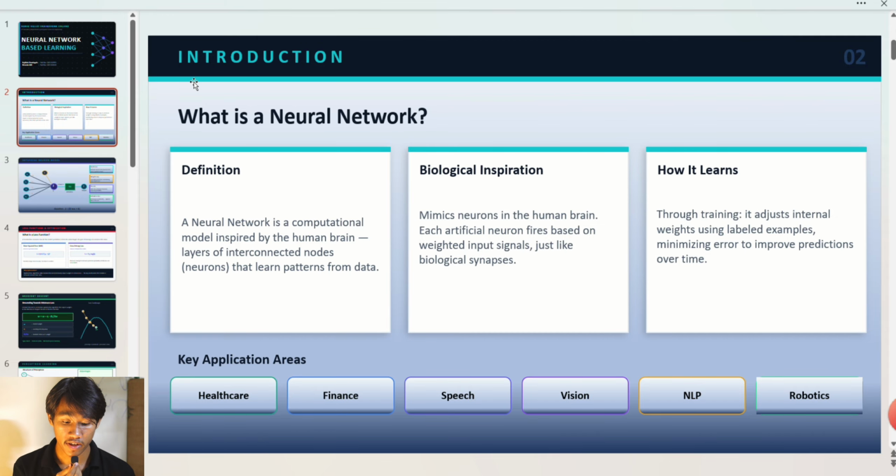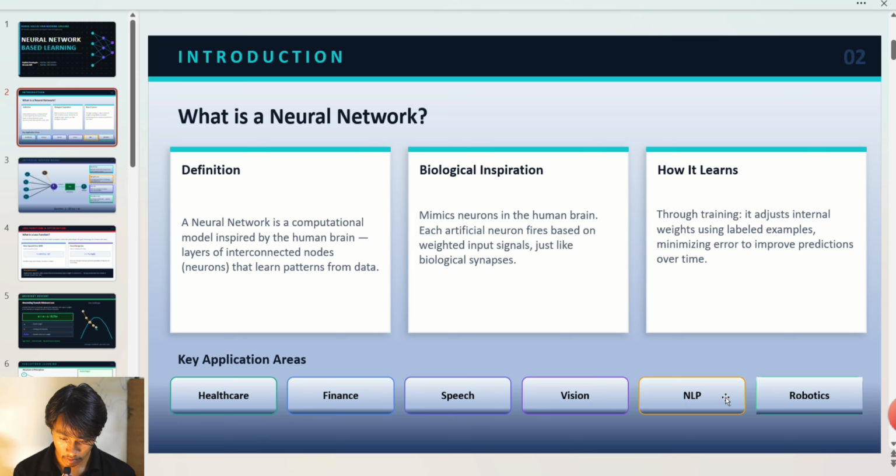First of all, what is a neural network? A neural network is a machine learning model inspired by the human brain. Just like our brain has neurons that process information, a neural network has artificial neurons that process data and learn patterns. It learns by looking at examples and gradually improving its prediction by reducing mistakes. Neural networks are used in many areas such as healthcare, finance, speech recognition, computer vision, NLP, robotics, etc.